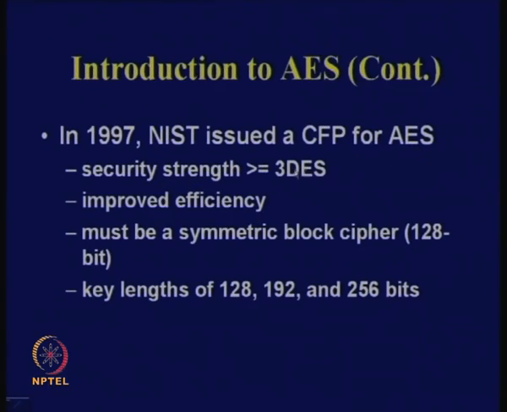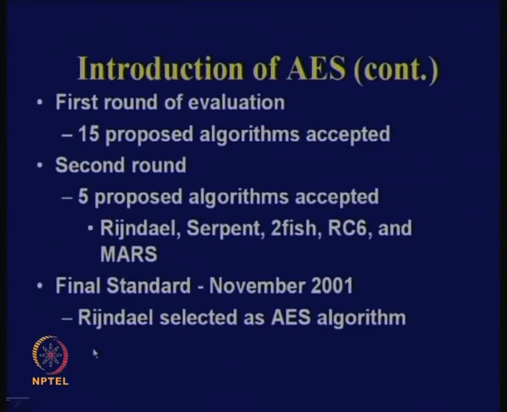The criteria for the AES algorithm, or rather for the cipher which will be adopted as AES, were as follows. The security strength should be equal to or greater than that of 3DES. The efficiency should be improved, and it must be a symmetric block cipher. The block length should be either 128 bits or more than 128 bits. So it was supposed to be a symmetric block cipher of 128 bits, and the key lengths that needed to be supported were 128 bits, 192 bits, and 256 bits.